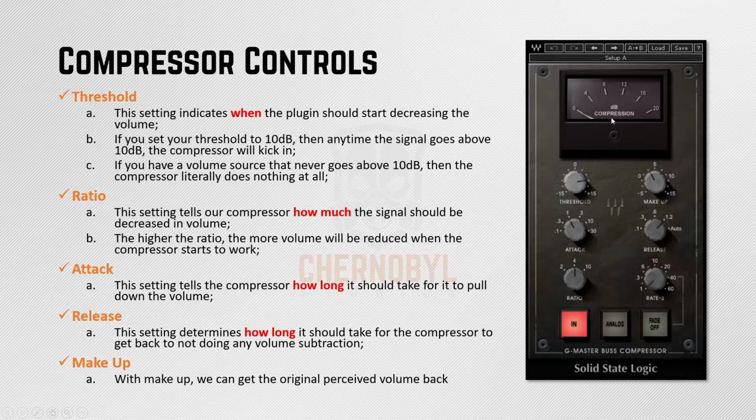So this word compression, and now you're starting to understand compressor, you're literally not compressing anything. All you're doing is using the controls to automatically tell this plugin to pull the fader volume down, what to do if the source material goes above 10 dB, how much to pull it down, how long it should take, and once the source material stops going over 10, how long the compressor should take to reset back to 0.